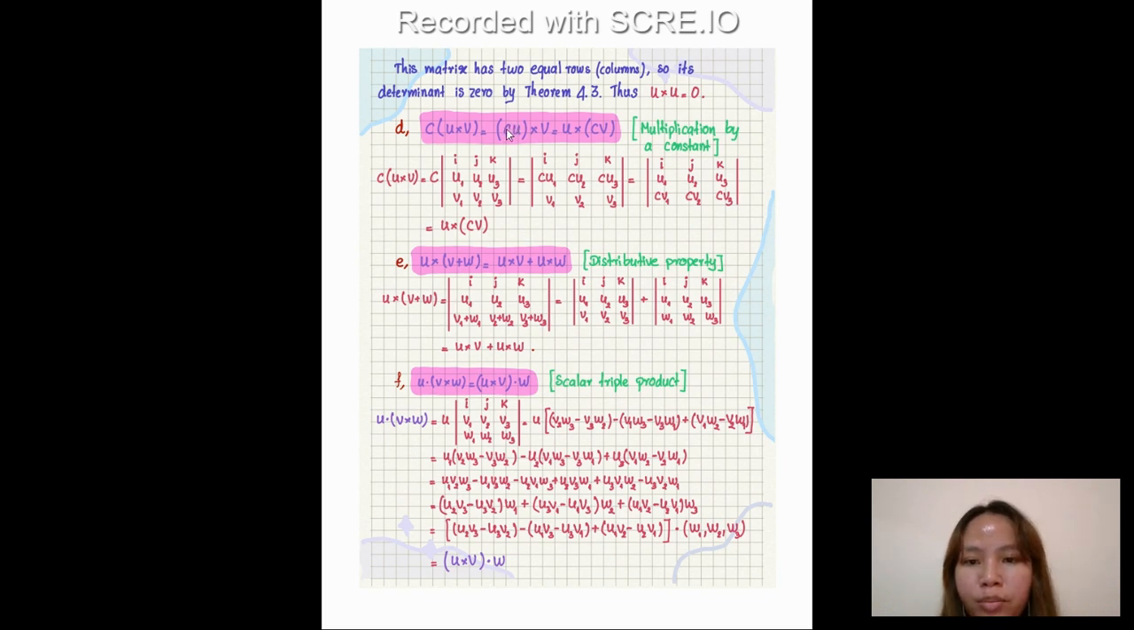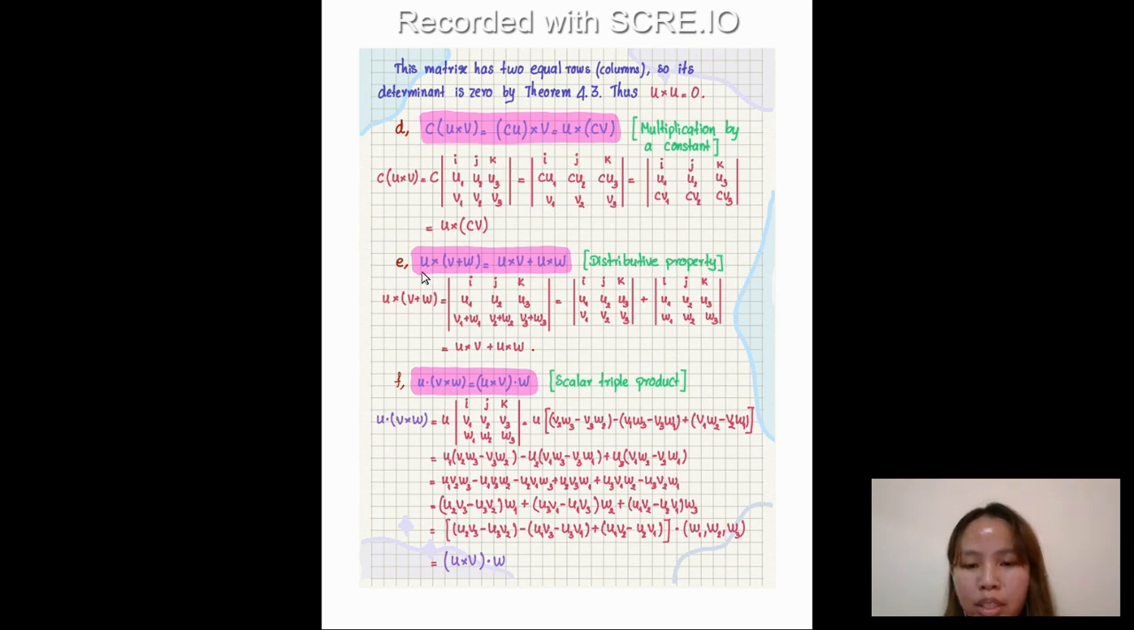And the fourth property is about C times U cross V equal to C times U cross V, or equal to U cross C times V. And it is called multiplication by a constant. Here is the proof. C times U cross V equals C times the determinant of a 3 times 3 matrix, and then we calculate it and it equals U cross C times V, and this property is true.